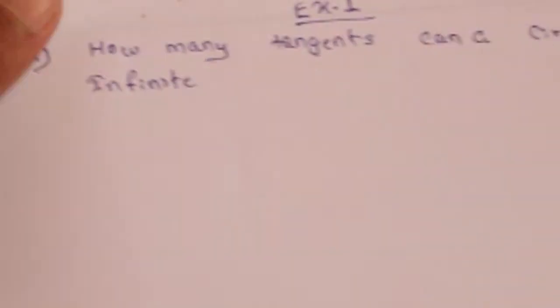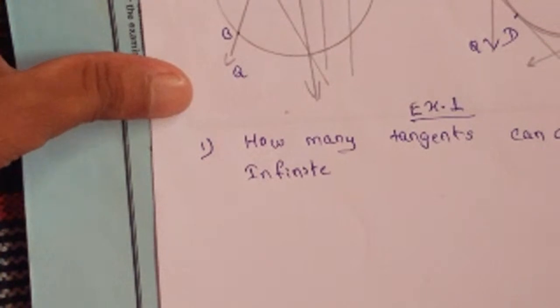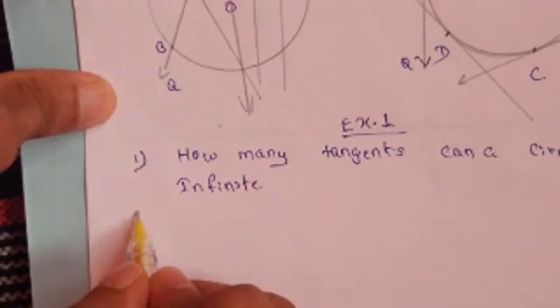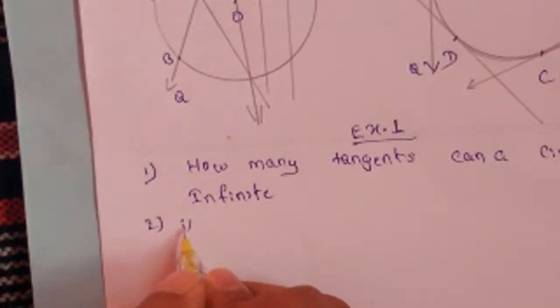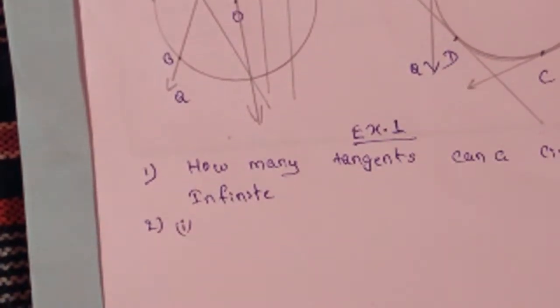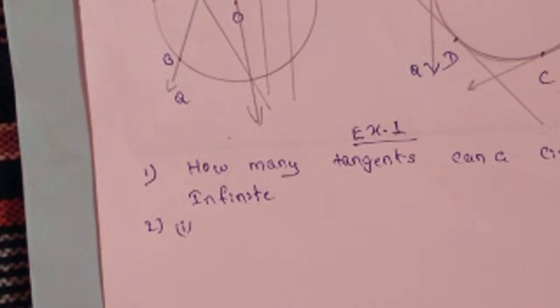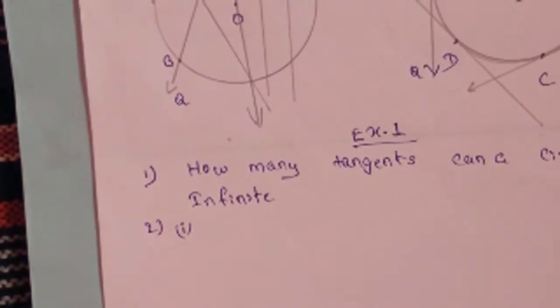The next question. Second question: A tangent to a circle intersects it in a dash point. That means a tangent intersects the circle in how many points? Comment the answer fast.